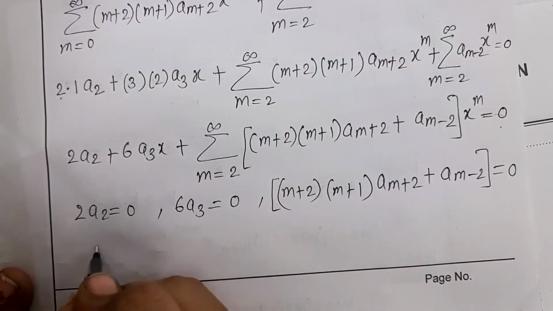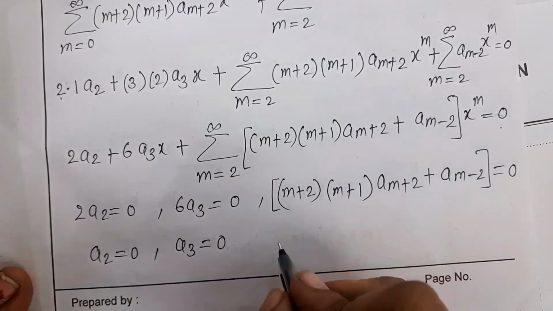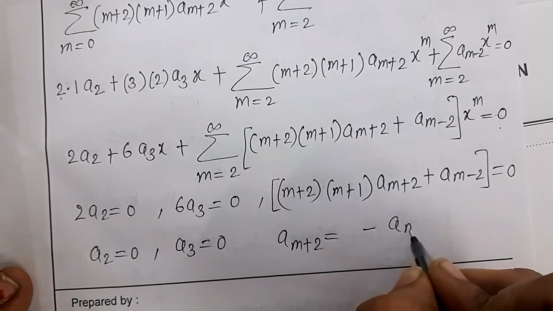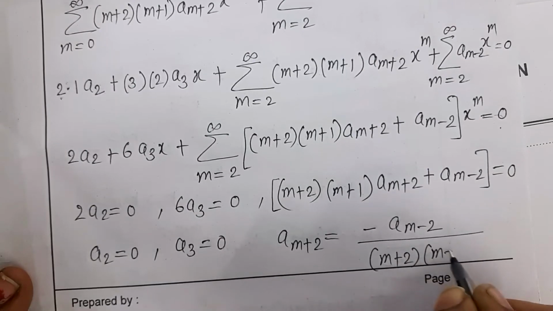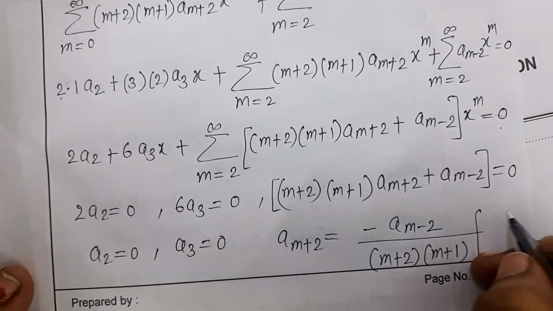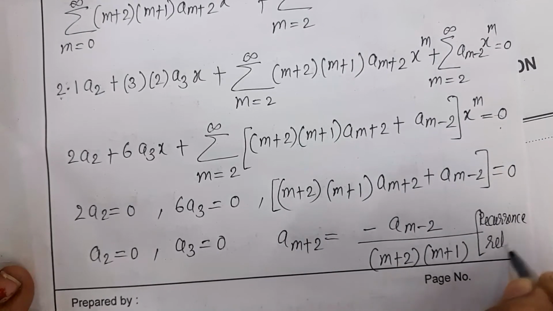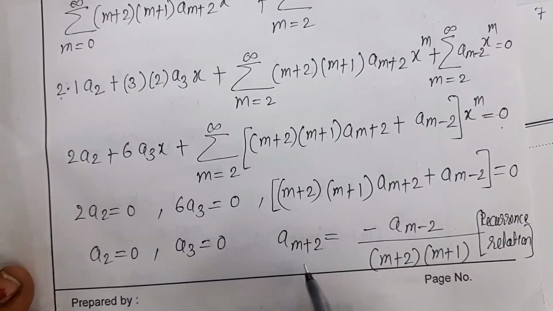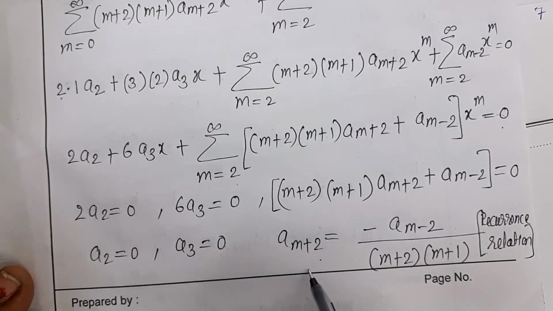Now we get a2 is 0, a3 is also 0, and this bracket can be written as a(m plus 2) is equal to minus a(m minus 2) divided by (m plus 2) multiplied by (m plus 1). This is nothing but the recurrence relation. A recurrence relation is a relation from which we will get so many values. Here a(m plus 2), but this summation starts from m is equal to 2, which means we have to start substituting m values from 2, 3, 4 like that.